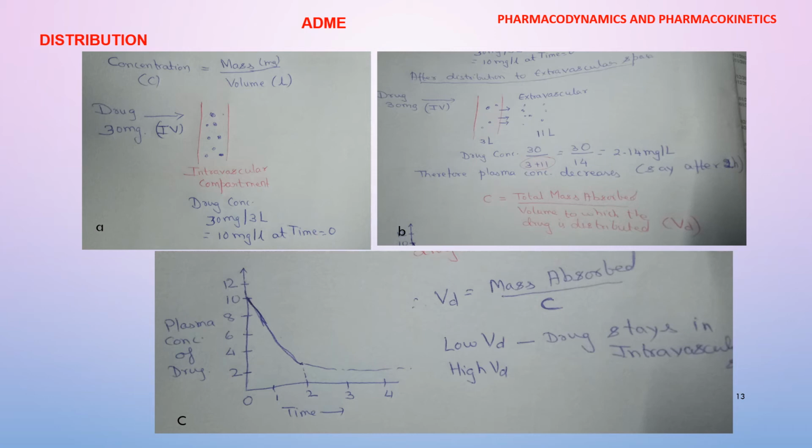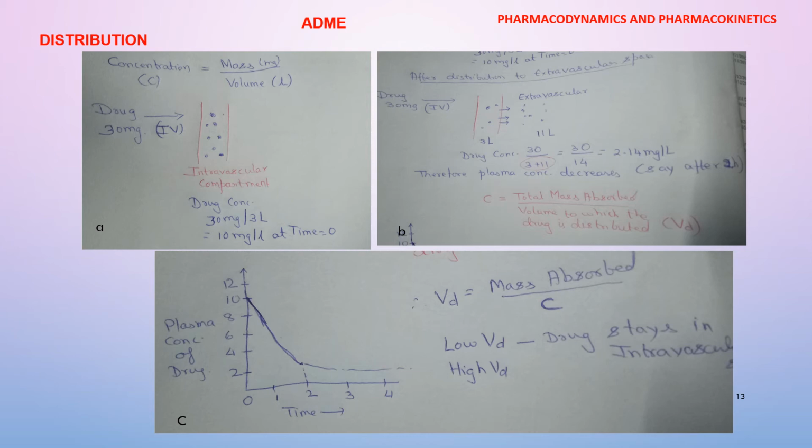The volume to which the drug is distributed is called the VD, or the apparent volume of distribution, and it helps to estimate the drug concentration in the body. If we plot a graph for plasma concentration of drug against time, it would decrease with time. For example, at time 0, in this particular case, it was 10 mg per liter. After 2 hours, it came down to 2.14 mg per liter.